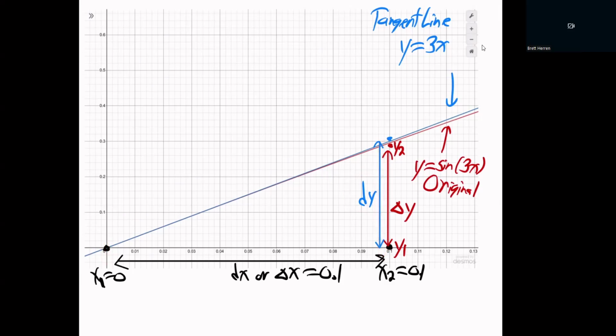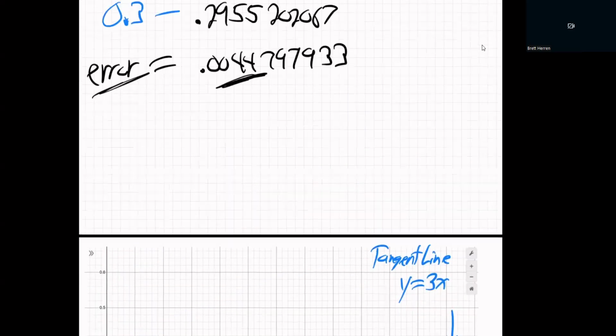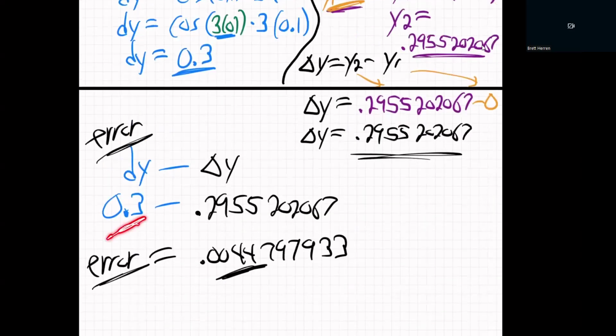Oh, wait a minute. No, I'm sorry, I am blowing it. Oh, no, that's right. Between the height of the first point and the height of the second, that's y1, y2 on the red actual curve, versus the blue just above it. That's the difference in y values up to the tangent line. dy is just a little higher. Yeah, dy is 0.3. The other one's 0.29555. There we go. That's what we just found.